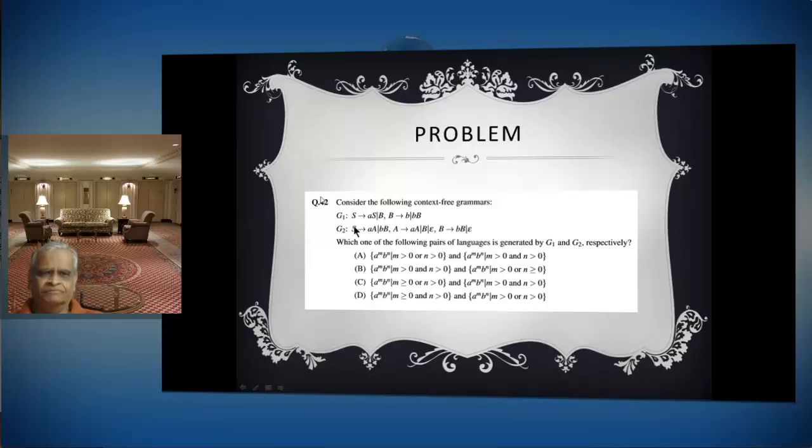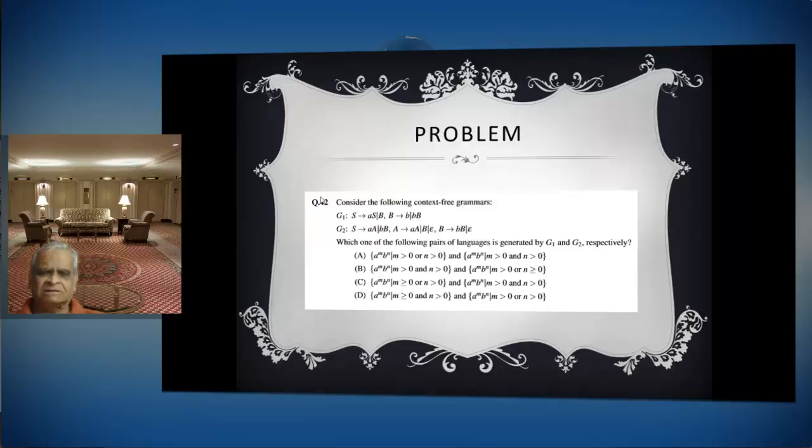Let's verify. In G1, the left-hand sides of the rules are S and B, non-terminals. In G2, the left-hand side of the rules are S, A, and B, non-terminals. So both are context-free grammars. It's a multiple choice question. The examiner guarantees 3 answers are wrong and 1 answer is correct. If we can guess the wrong answers, what is left is the right answer.